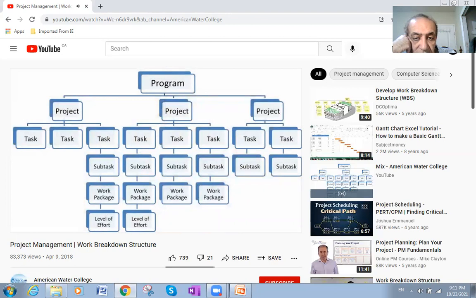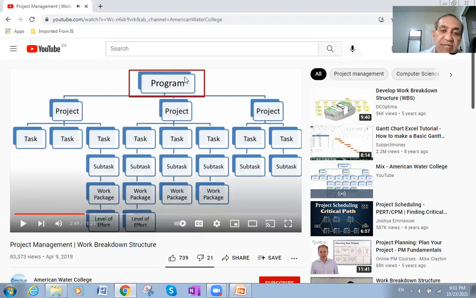On the chart here, you see that at the top, we have what is called a program. The program is one level above a project. A program, for example, would be the building of a water treatment plant. And that program would be made up of many different projects that have to be completed to complete the program. So as you see, one program is divided into many projects.